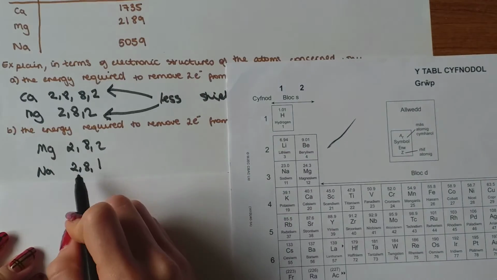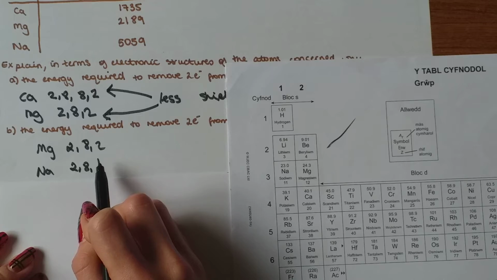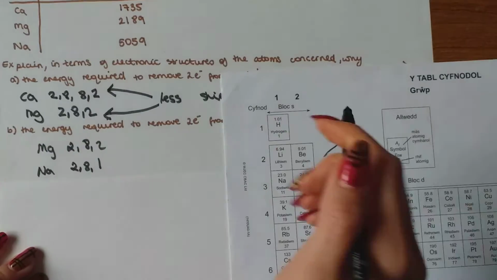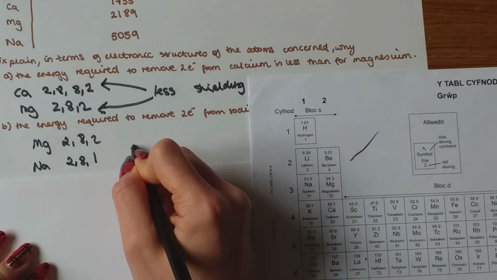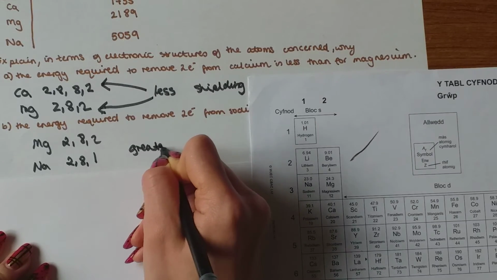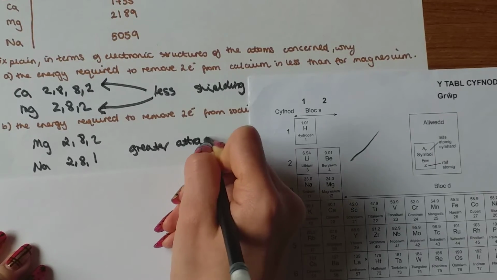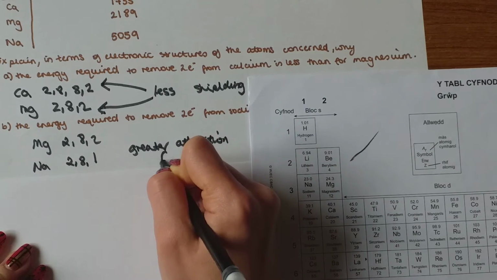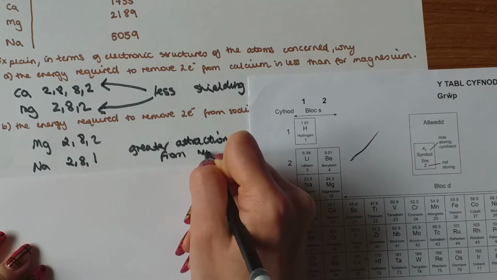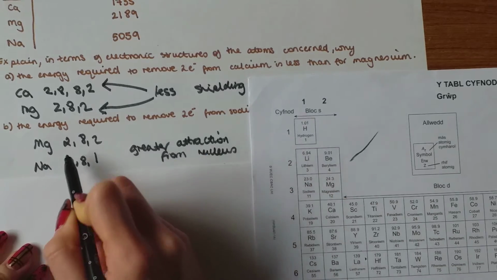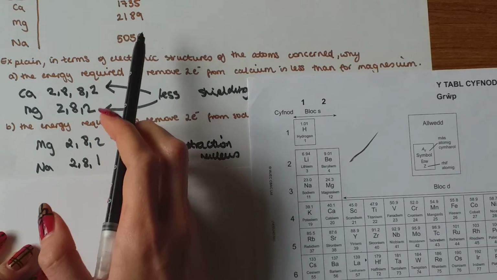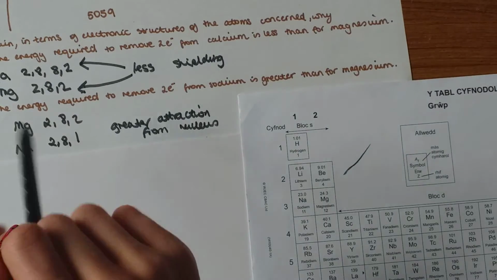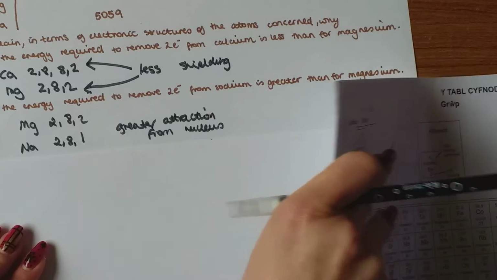This means sodium is closer to the nucleus. It has a greater attraction than magnesium. That's why its ionization energies to remove 2 electrons would be higher than that for magnesium.